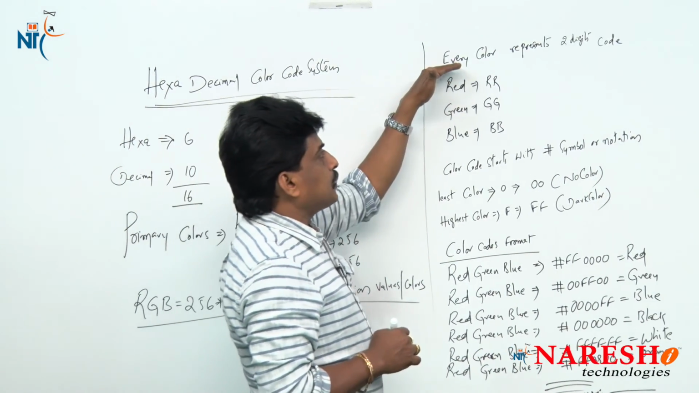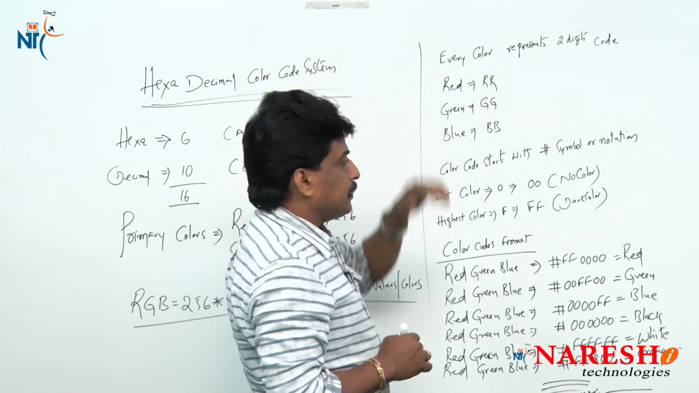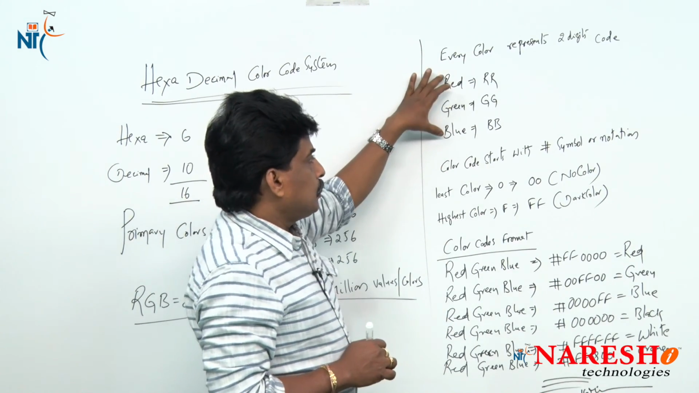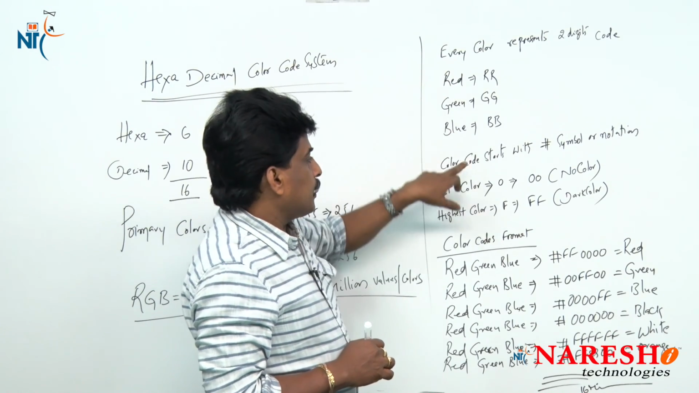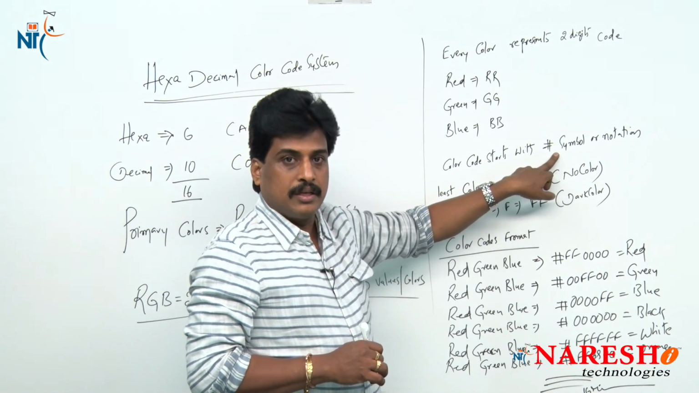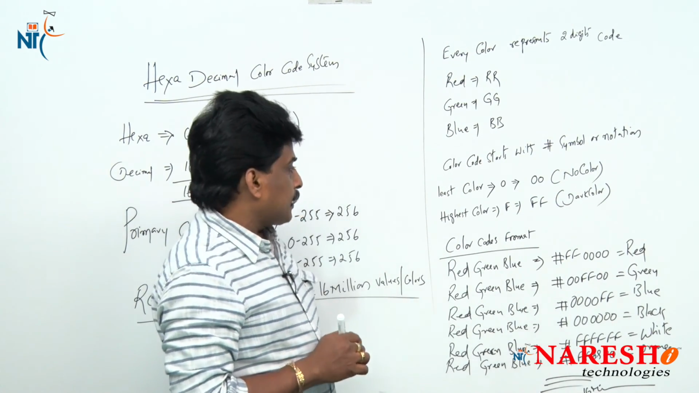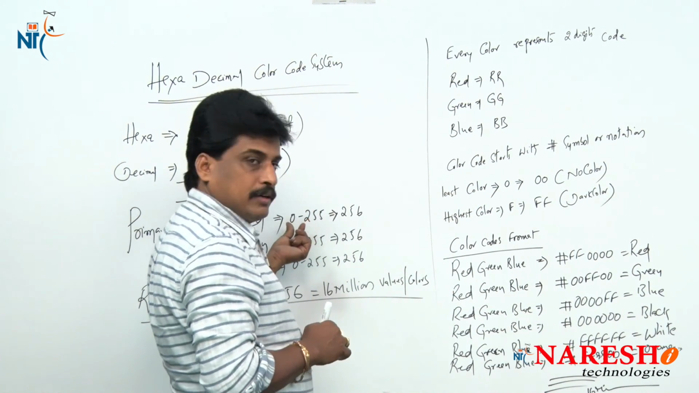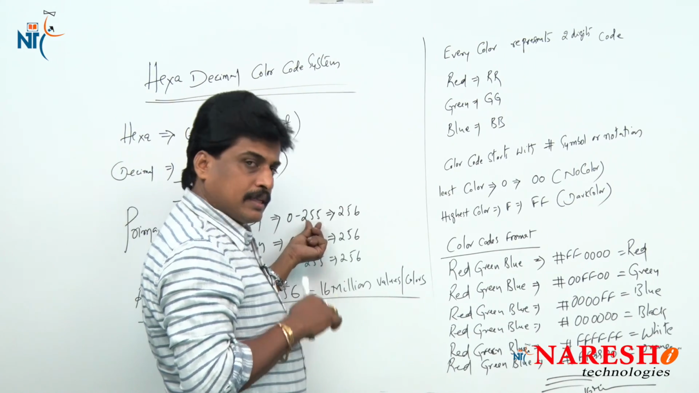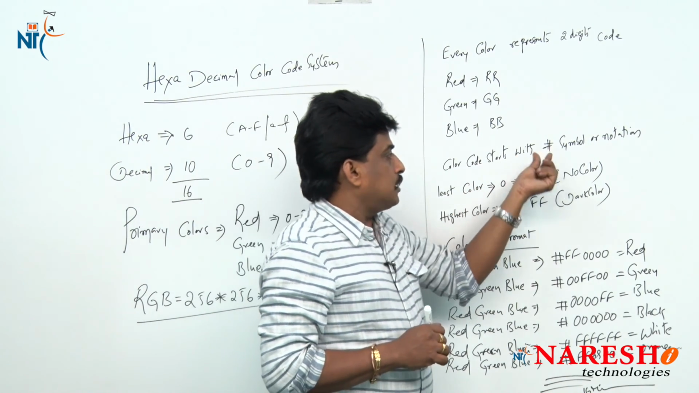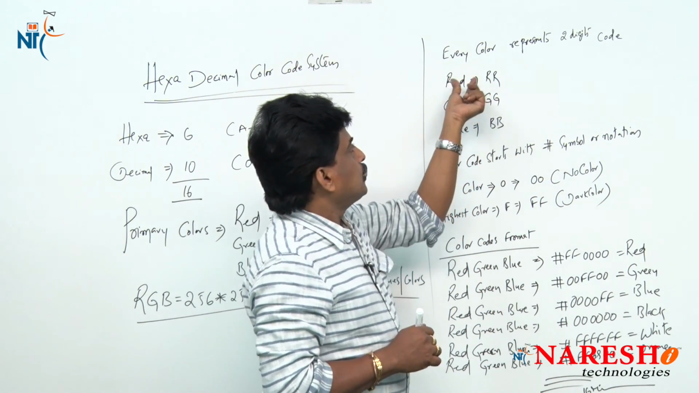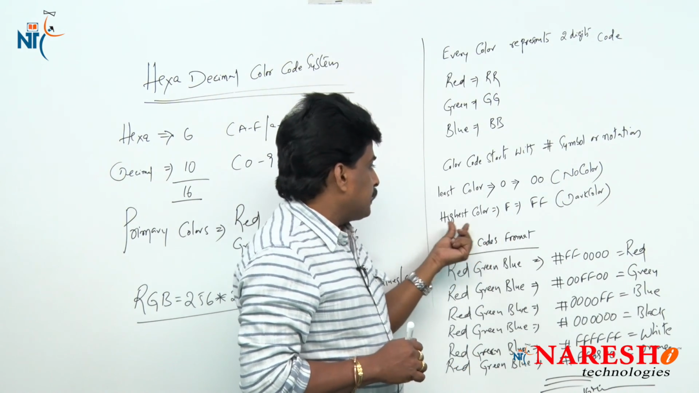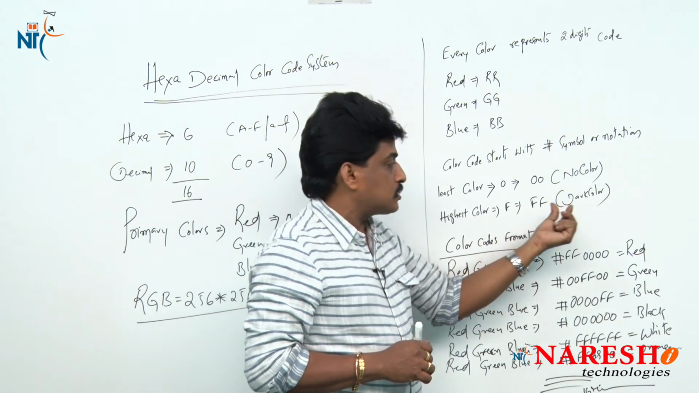How? Every color is represented by a 2 digit code. Red RR, green GG, blue BB. Like that 6 digits will come, plus the color code starts with a hash symbol, total 7. Whenever we are writing these colors, the least starts with 0, because the range is 0 to 255, and the highest is F, either capital F or small f. So 00 is 2 digits, as I said. Whenever you say 00, that means no color. And if you come to the highest, FF, 2 digits, that is the full color.